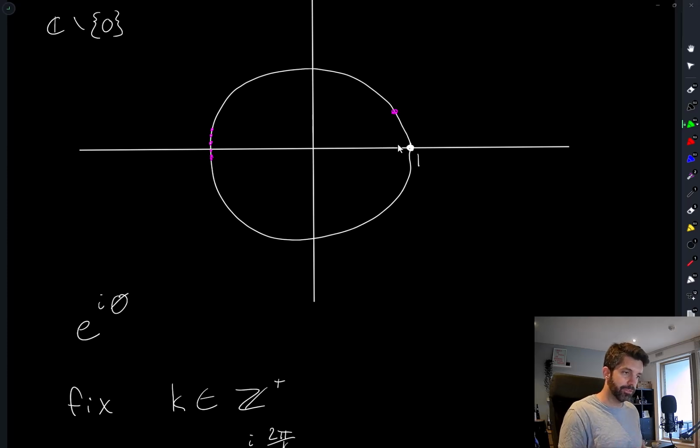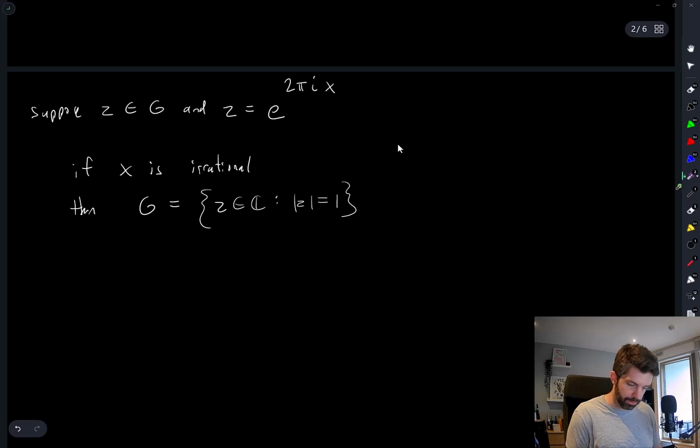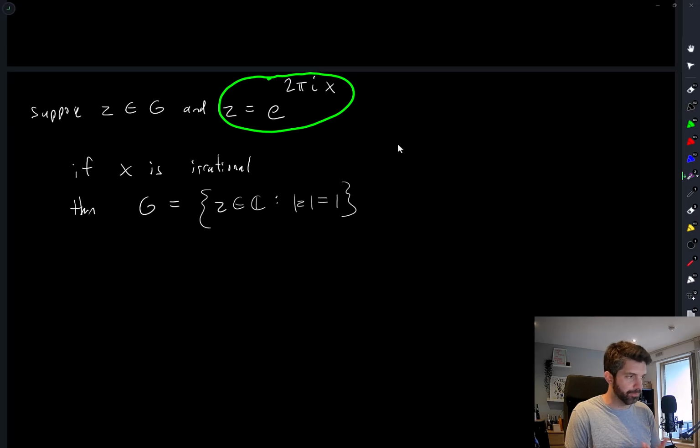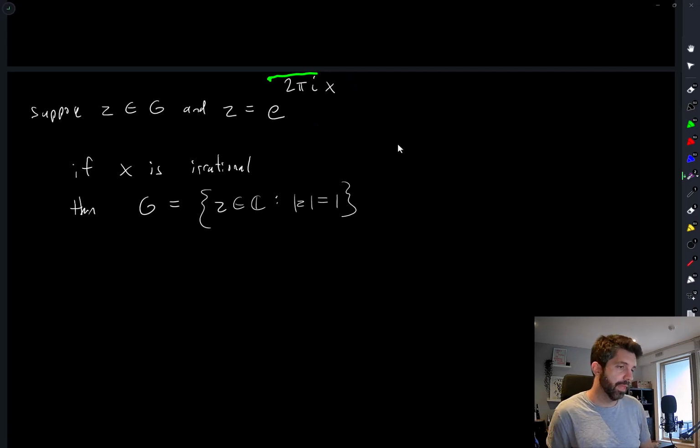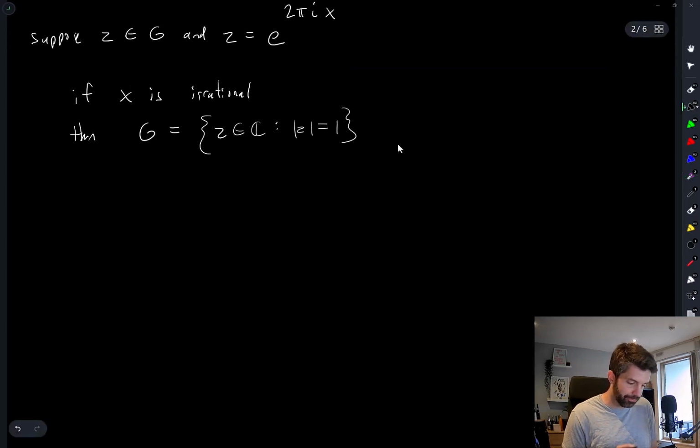And if a dense subset of the circle is in the subgroup, then because it's compact, the entire circle has to be the subgroup. Okay, so this number alone generates a dense subset of the unit circle. And because we're looking for things which are compact, that means every number in the unit circle must be in this subgroup.